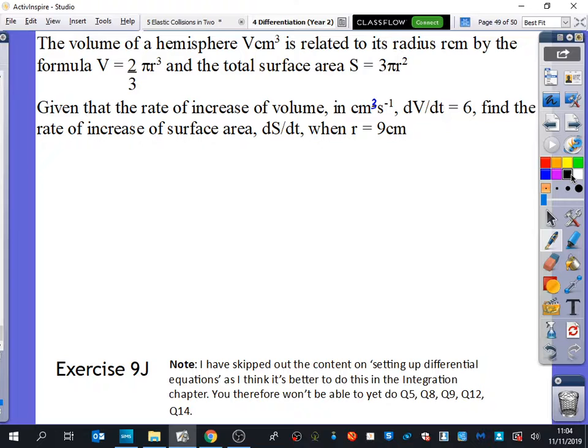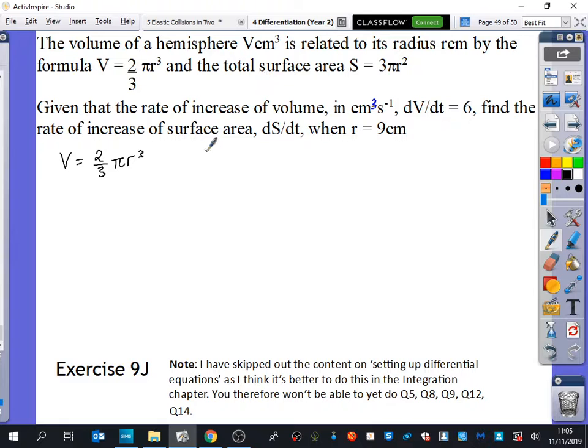So let's just break this question down a little bit further. We've got a hemisphere, meaning half a sphere. And so the volume of a hemisphere is 2 over 3 pi r cubed. That's definitely going to be an important fact, so I'm going to write that down. Obviously we know the formula for the volume of a sphere is 4 over 3 pi r cubed.